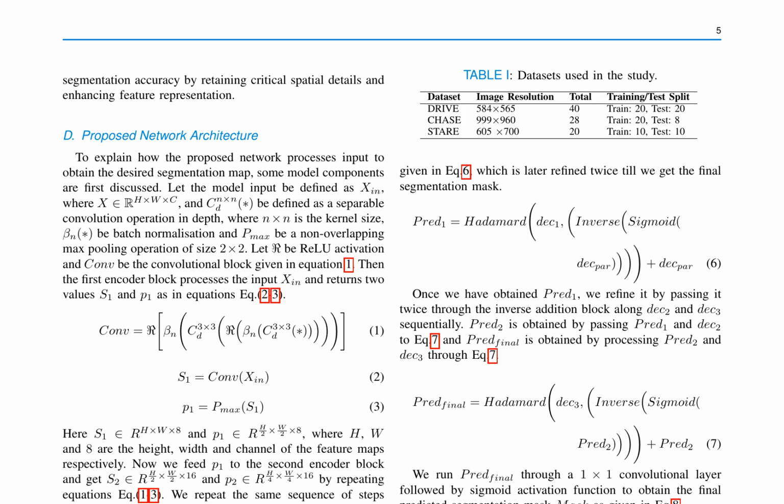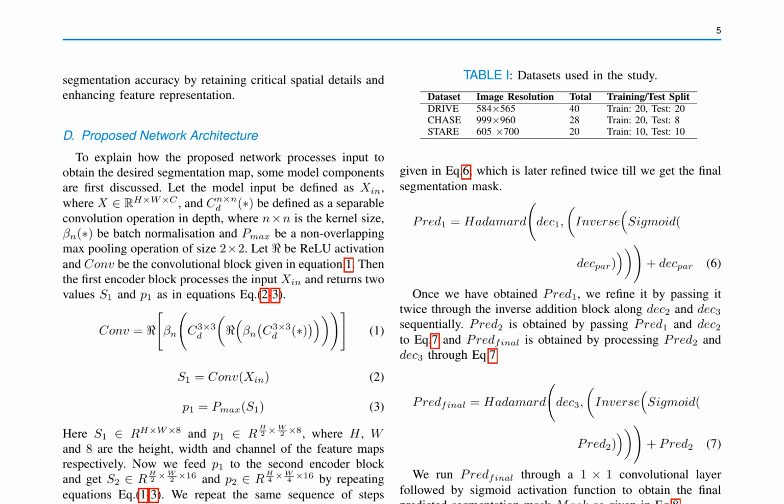The proposed network architecture aims to enhance segmentation accuracy by preserving spatial details and improving feature representation. It begins with the input, which is processed through encoder blocks consisting of convolutional blocks, batch normalization, and max pooling. Each convolutional block, defined by equation 1, includes a separable convolution, batch normalization, and ReLU activation. The output of each encoder block is fed into the next, with the final output passed to the bottleneck layer.